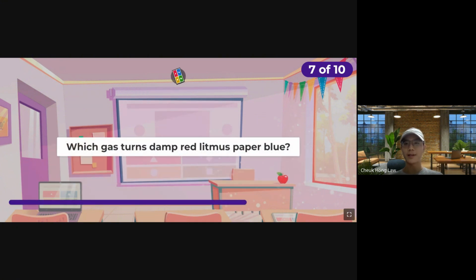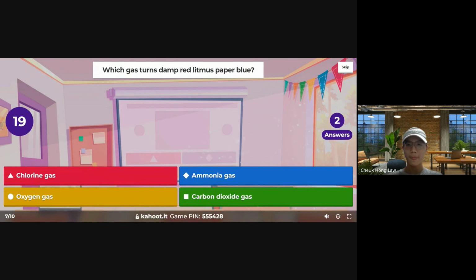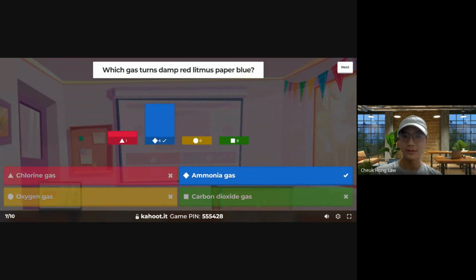Which gas turns damp red litmus paper blue? Okay, simple question. Ammonia gas is an alkali gas, so it will turn damp red litmus paper blue.